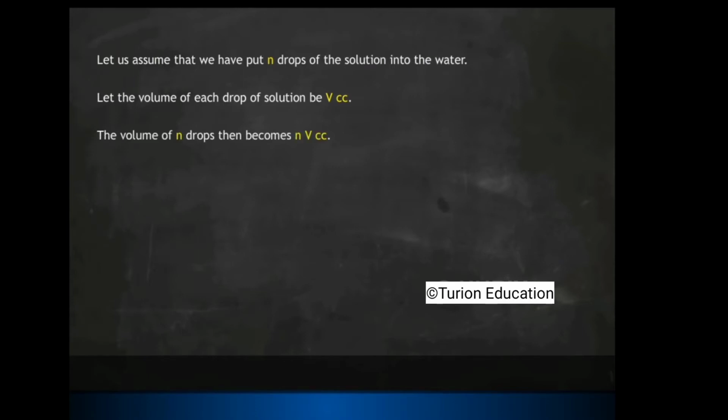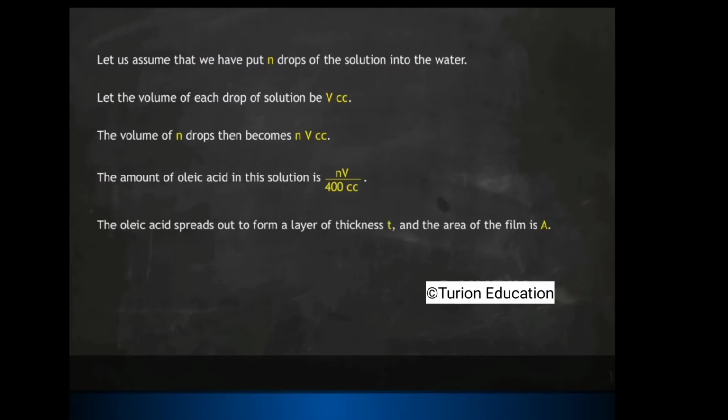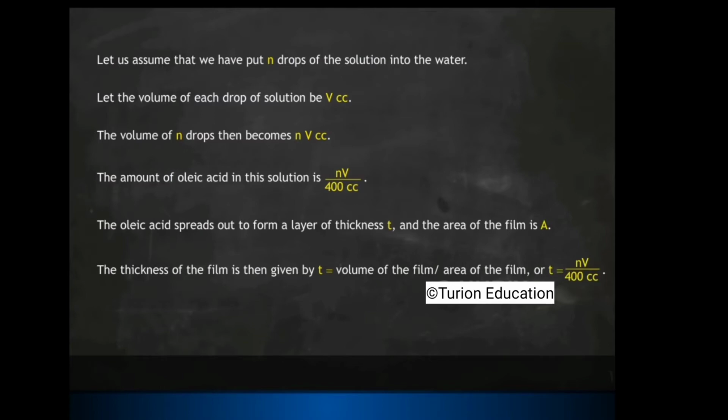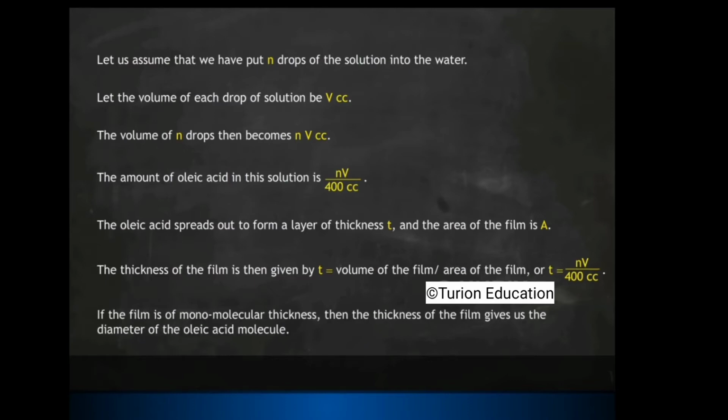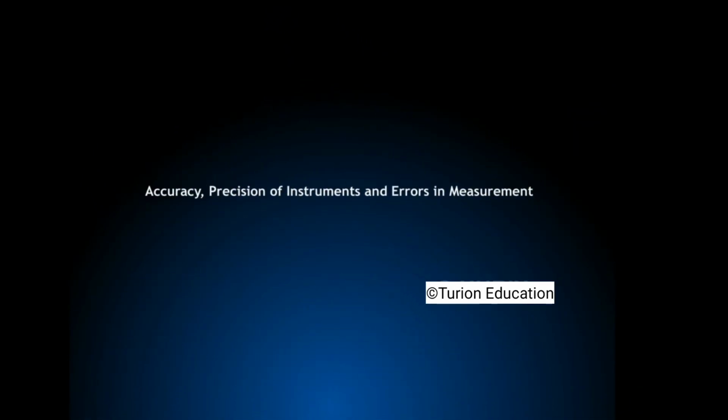The volume of n drops then becomes nV cc. The amount of oleic acid in this solution is nV by 400 cc. The oleic acid spreads out to form a layer of thickness t, and the area of the film is A. The thickness of the film is then given by t equals volume of the film by area of the film, or t equals nV by 400A cc. If the film is of monomolecular thickness, then the thickness of the film gives us the diameter of the oleic acid molecule.